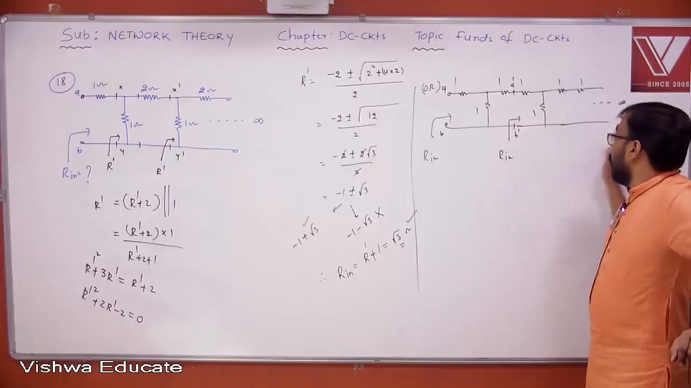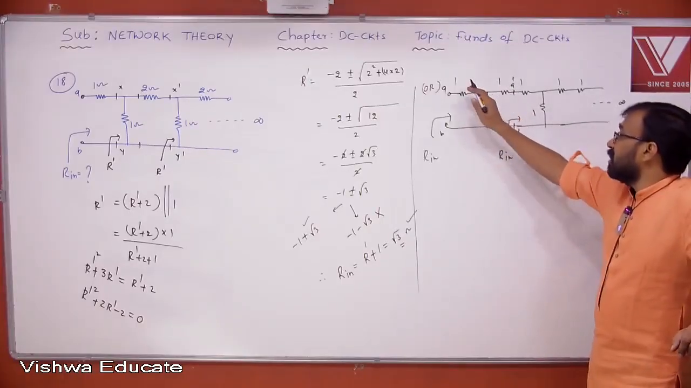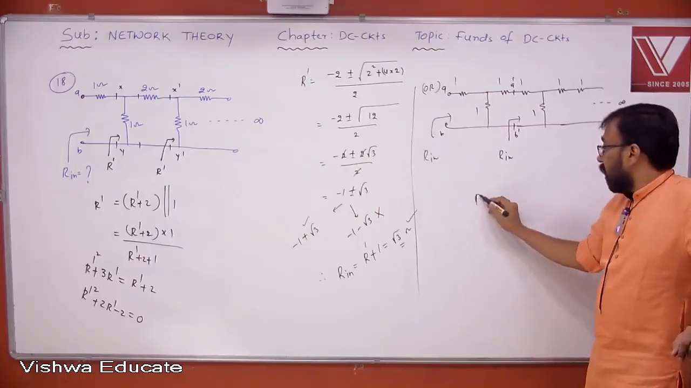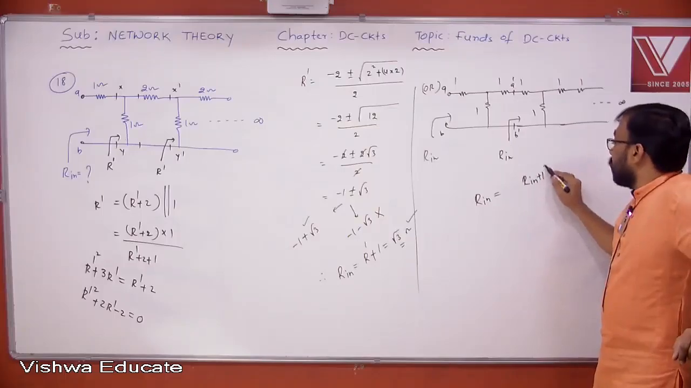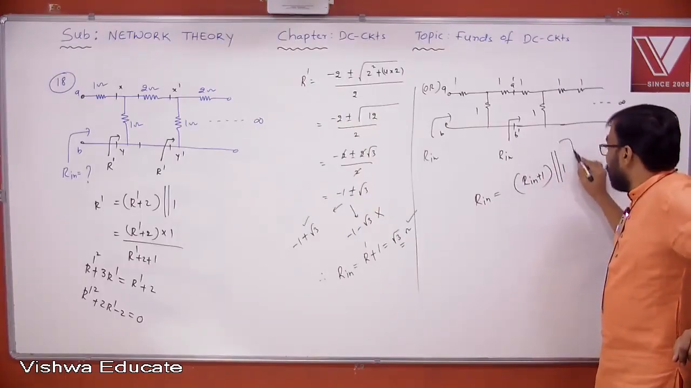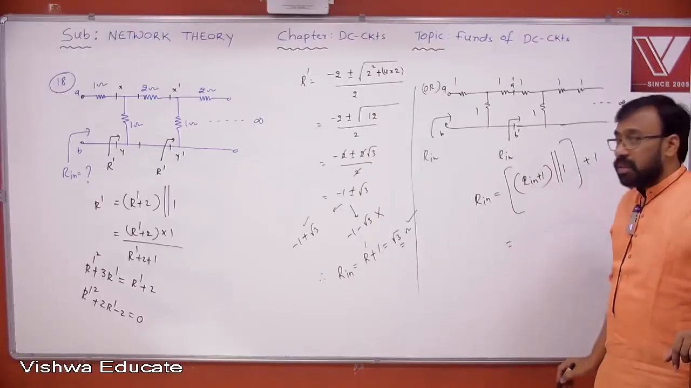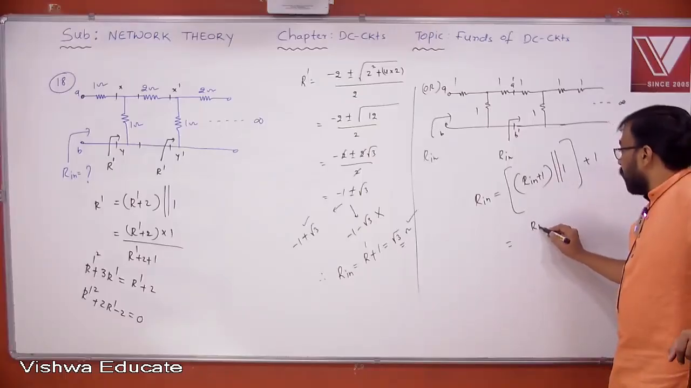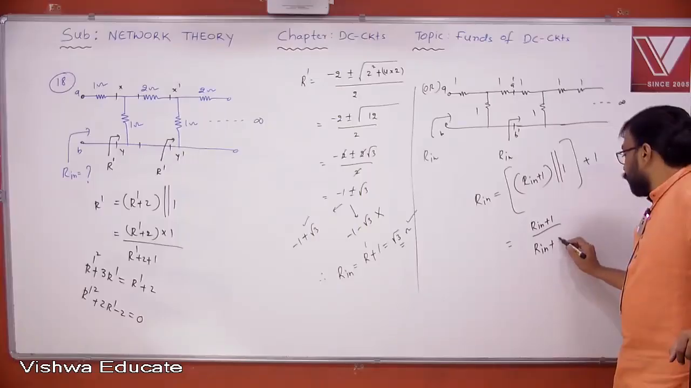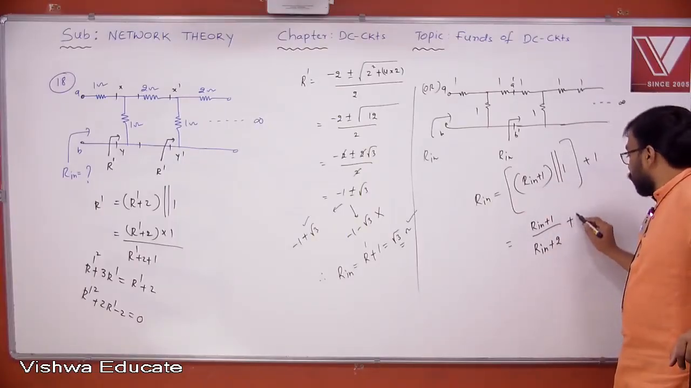Now you tell me, up to these two terminals the value is Rn, then that value is in series with 1, then parallel to 1, then series with 1 is equal to what? Rn. So Rn is equal to, tell me, Rn plus 1, that is parallel to 1, and that result is in series with 1. That's it. Now if you simplify this, Rn plus 1 into 1 by Rn plus 1 plus 1. That's it. This is plus 1.